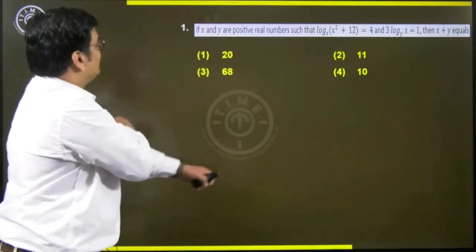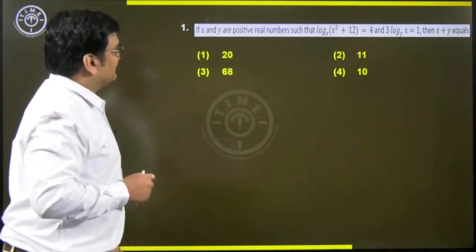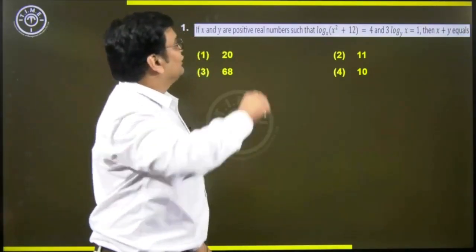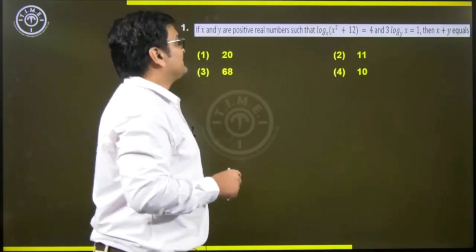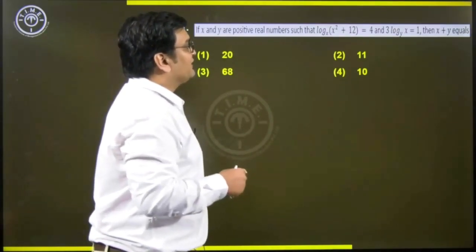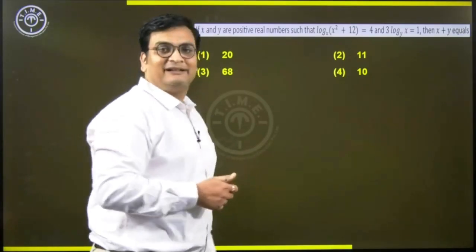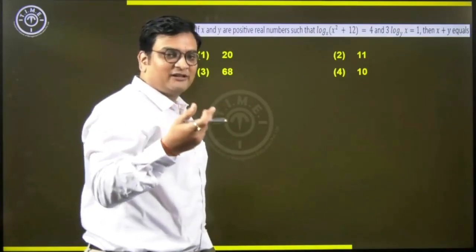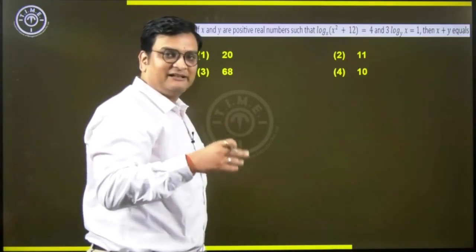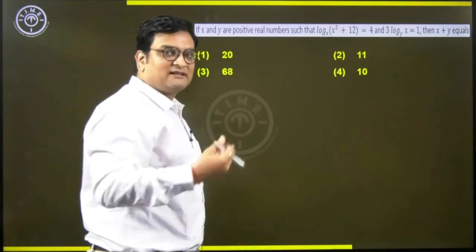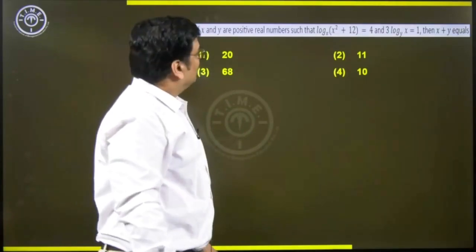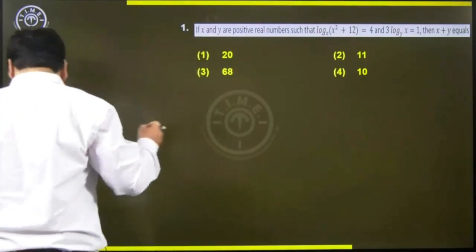If you look at this question, it says if x and y are positive real numbers, so they are all positive numbers, that's what we know, such that logarithm of x square plus 12 to the base x is 4 and 3 log x to base y is 1, then x plus y will be. This is a question clearly based on logarithms. For answering it, you need to have the basic idea, basic process, basic methods, basic formulae pertaining to logarithm. Let us see how do we answer this.